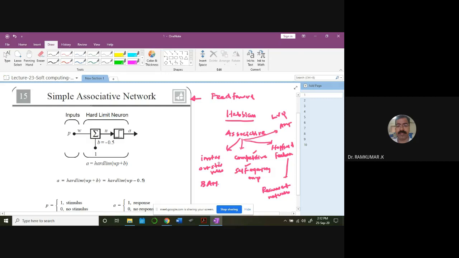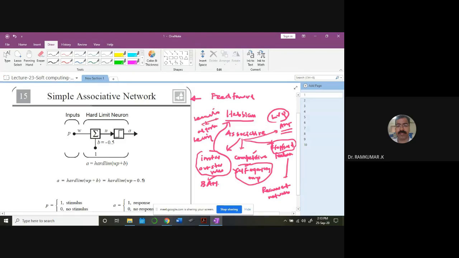So these two are coupled along with the Hebbian. These are related one-to-one. BAM also. Hopfield network is slightly different. So self-organizing map is slightly different. And LVQ is connected to competitive network and the ART also. So we'll be in a position to understand all these once you gain some insight on the learning algorithms, the learning rules, in fact.